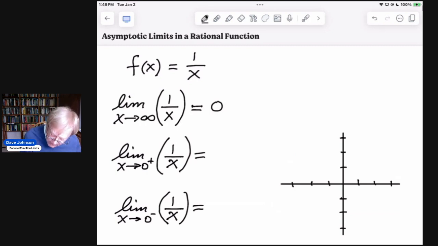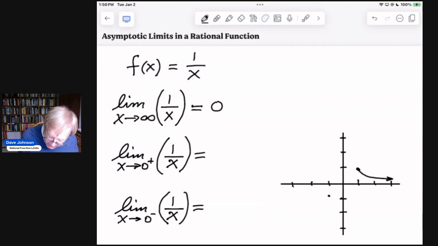And we can plot this on a graph, and now it's useful to have a starting point. So if x is 1, y is 1, 1 over 1 is 1. And as x gets larger and larger and larger, the 1 over x gets smaller and smaller and smaller. And so it's approaching, in this case, the x-axis. The x-axis is the horizontal asymptote.